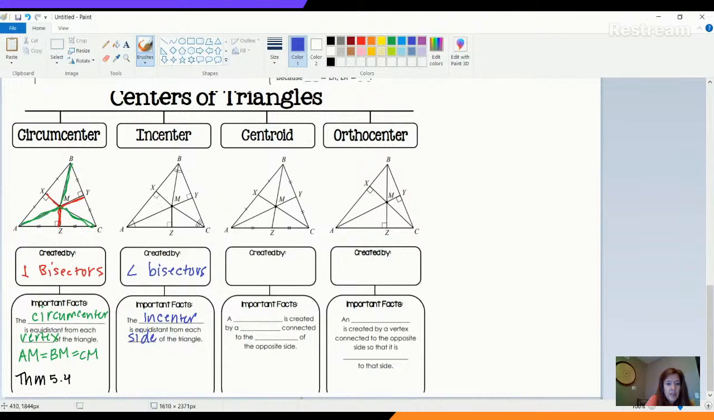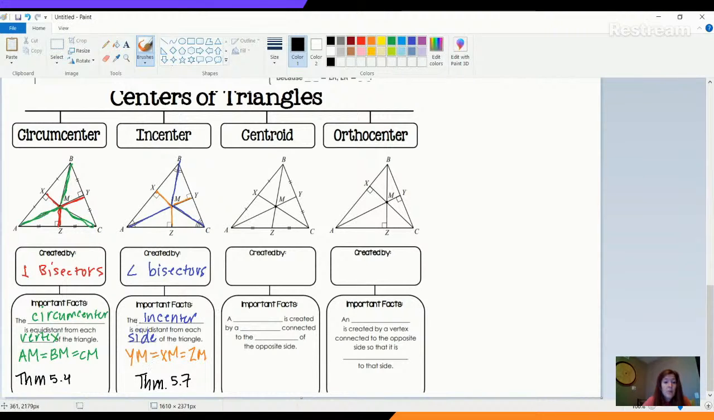Okay, so in this picture, AM, BM, and CM, those are your perpendicular bisectors. Right, those are your perpendicular bisectors. And then the distances that are the same are YM equals XM equals ZM. Sorry, that's out of alphabetical order. And then again, we just learned that this is from theorem 5.7.